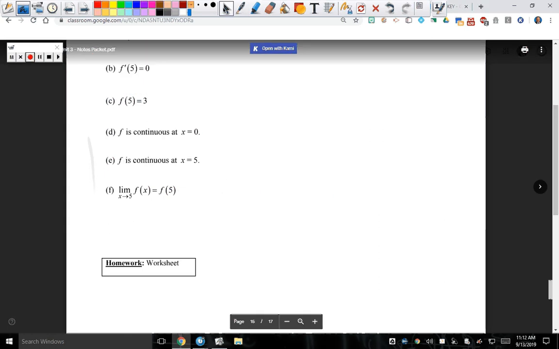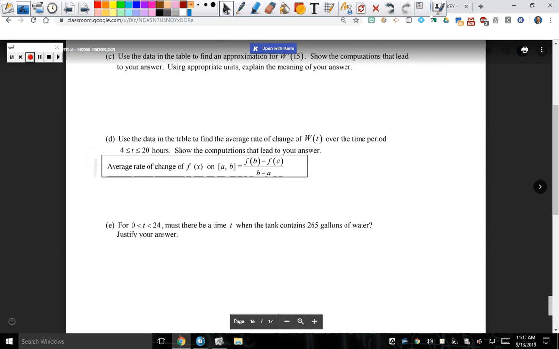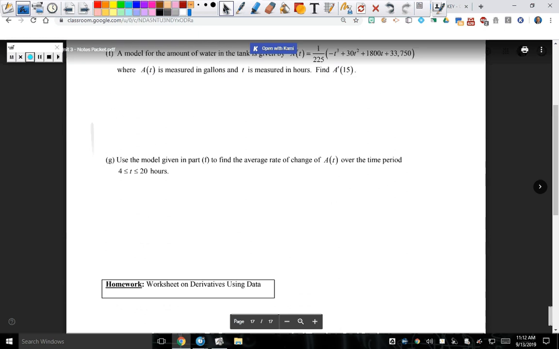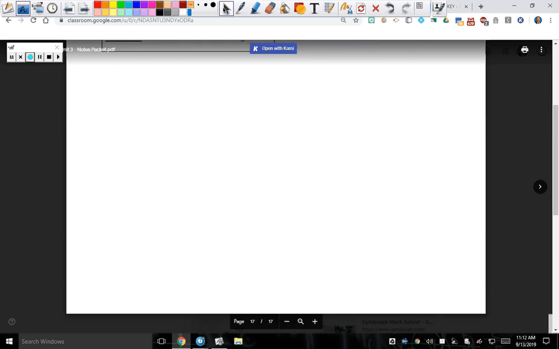Let's go to... I think we'll stop for that for as far as that is concerned.